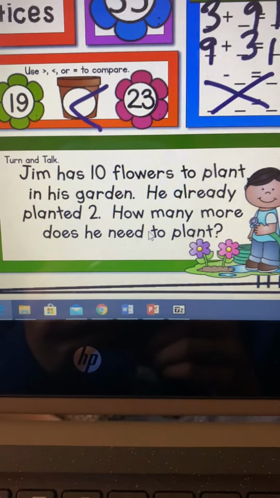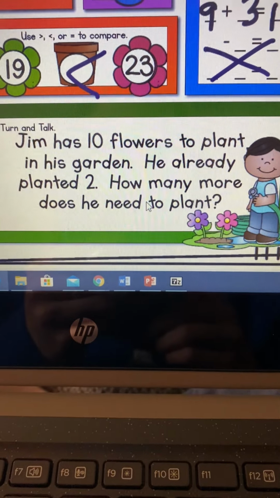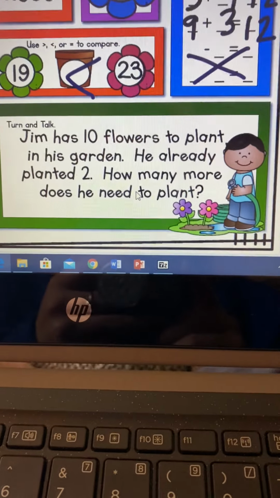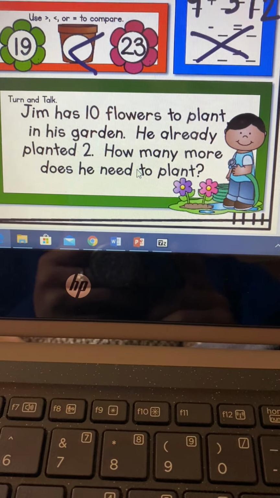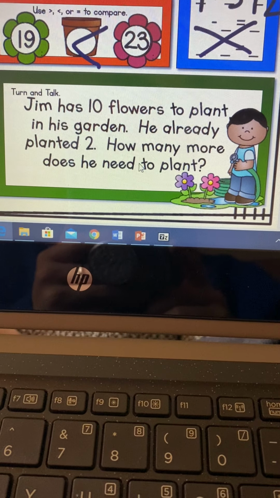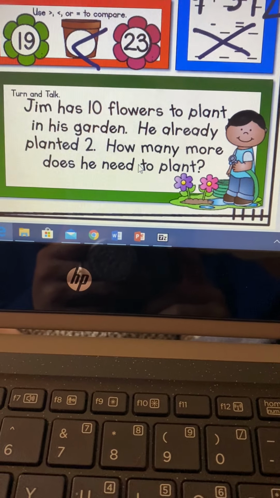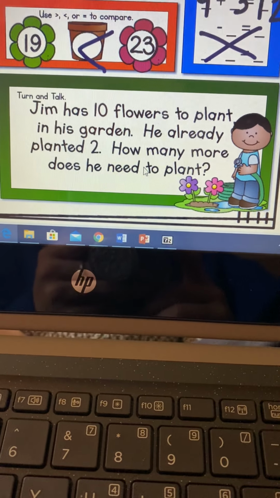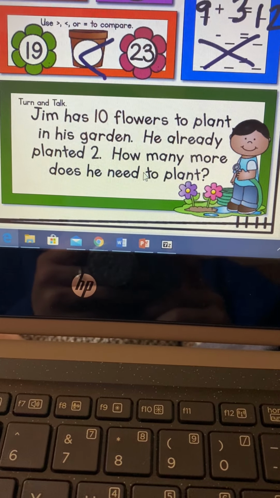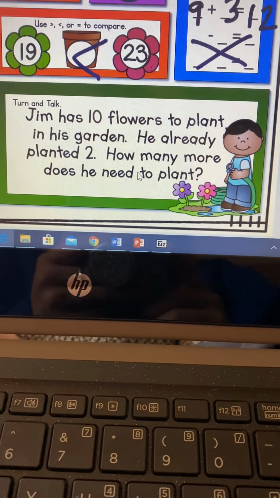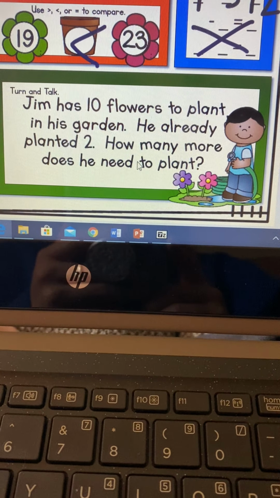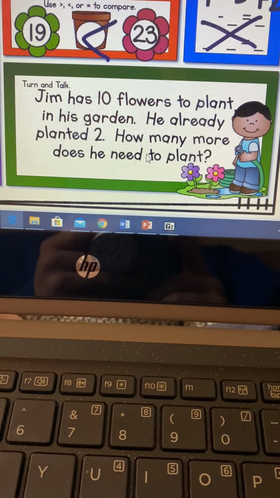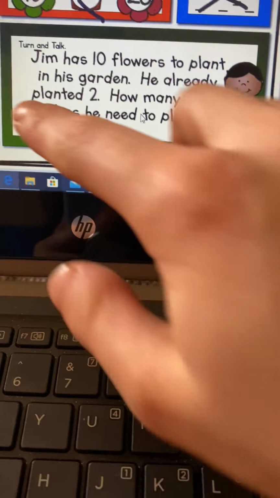Okay, the last one is actually a subtraction problem, so I'm going to talk you through this one. I will read it to you first. It says, Jim has 10 flowers to plant in his garden. He already planted 2. How many more does he need to plant? So what Miss DiMaggio is going to do, I'm going to completely walk you through this one since we haven't done subtraction. I want you all to draw 10 dots on your screen.